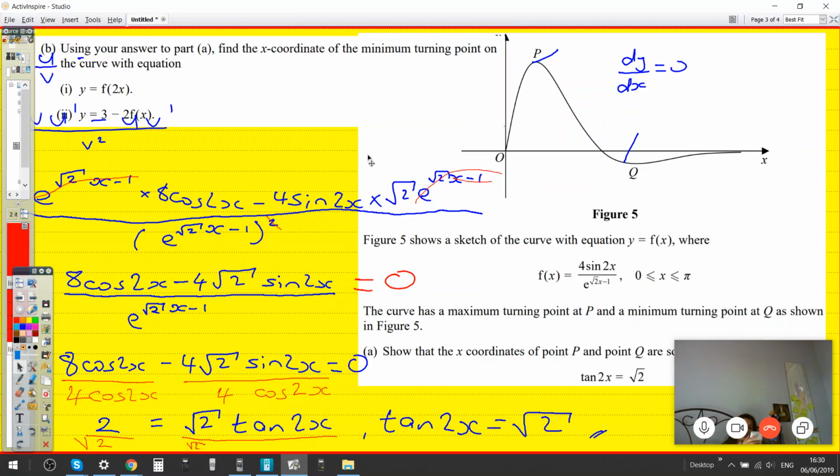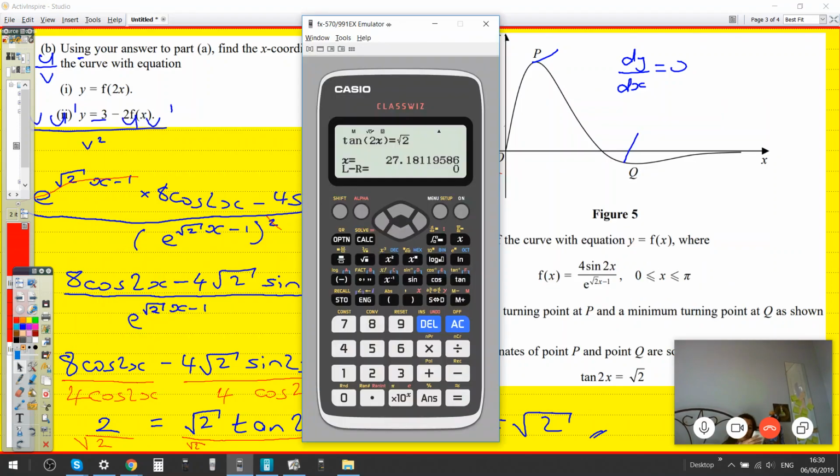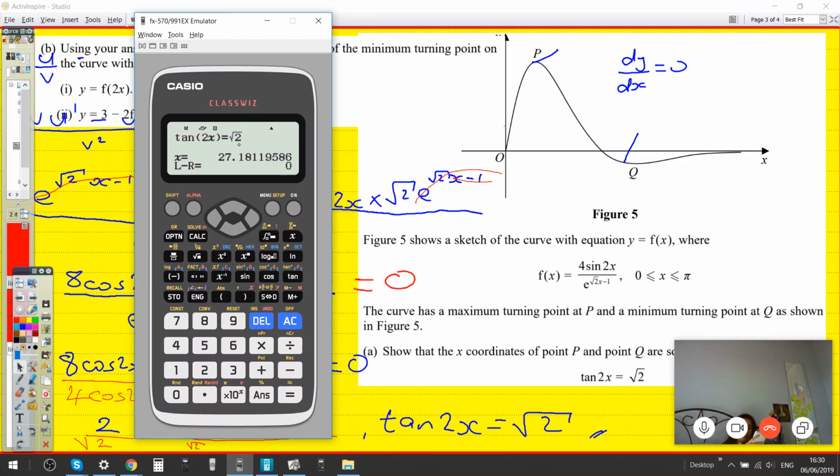Minimum point is 2.04. So 2.05 is the minimum point. So if you're doing that by a scale factor of a half, then a turning point is 1.02. I don't think this is going to be right, if I'm honest. 2.05. Yeah. And then for the maximum, it's 0.47765. So half of that is 0.24.